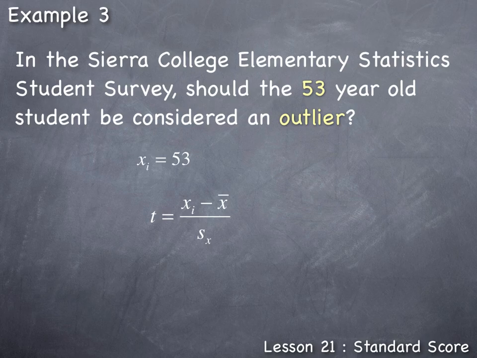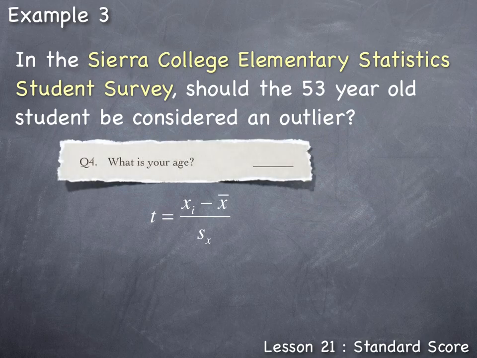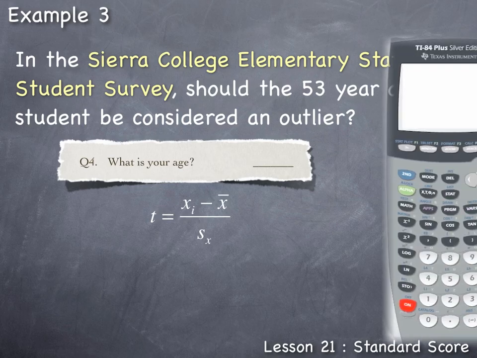The x bar is the sample mean, and the s sub x is the sample standard deviation for the sample data. The sample data we're using is the Sierra College Elementary Statistics Student Survey. And the question on that survey was question 4 that asked students what their age was. In a previous example, we've already entered the data into a list we named Q4. So on our TI-84 calculator, we can just calculate the mean and standard deviation using the 1-Var Stats command.